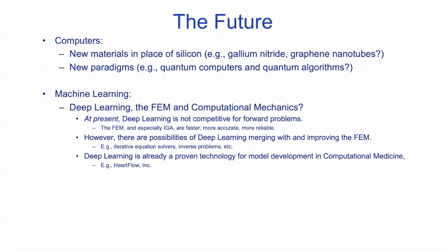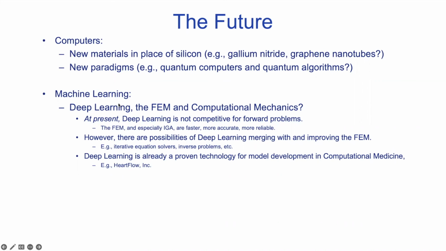So the future, what is in the future? Computers, new materials in place of silicon. We've been hearing about that forever. Maybe graphene nanotubes is a possibility. And of course, new paradigms, quantum computing, quantum algorithms. This is where mathematicians and computational mechanicians can play a role, quantum algorithms.